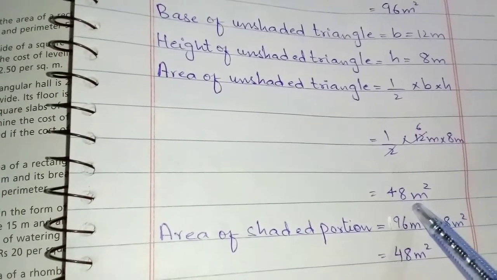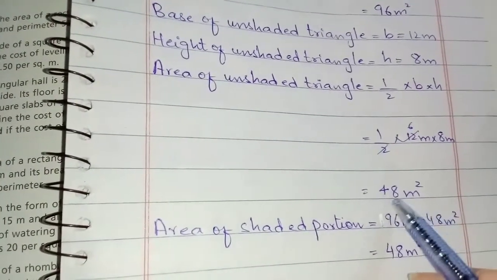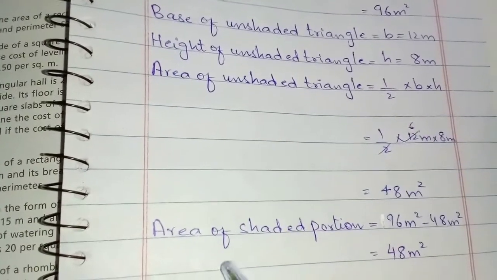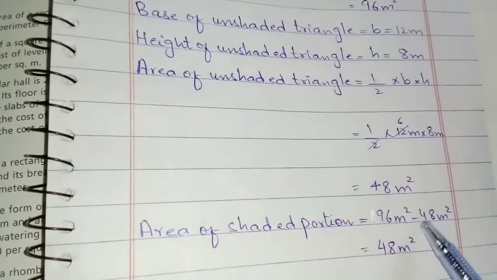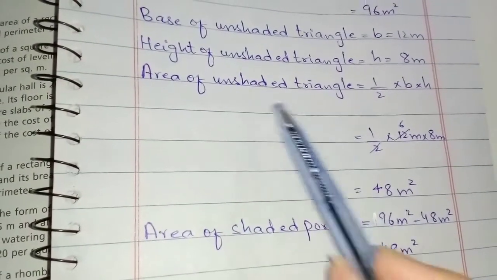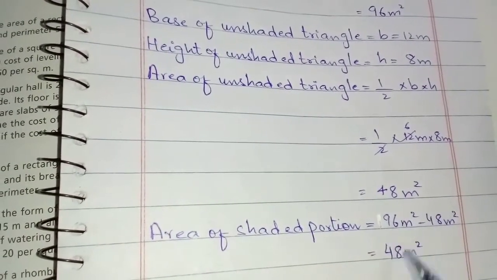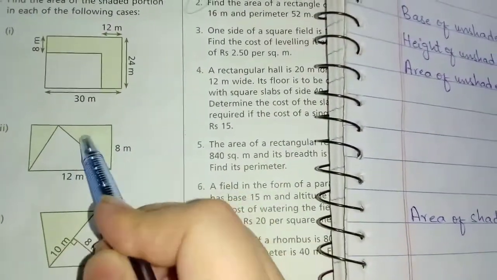Now we have to subtract the area of the triangle from the area of the rectangle. So the area of the shaded portion is equal to 96 meter square, the area of the rectangle, minus 48, the area of the unshaded triangle. So we get the answer: 48 meter square is the area of this shaded part.